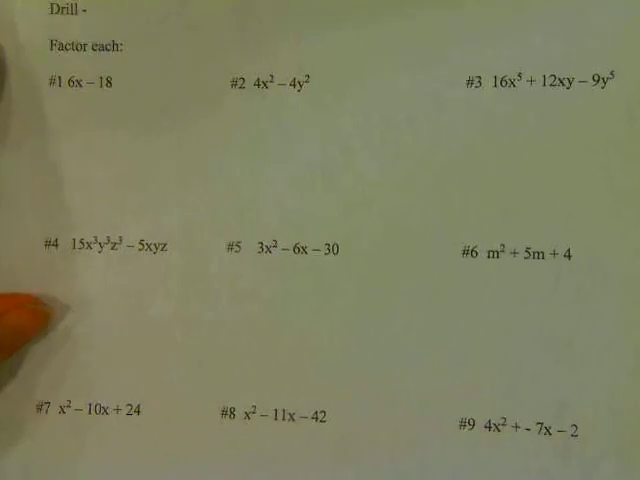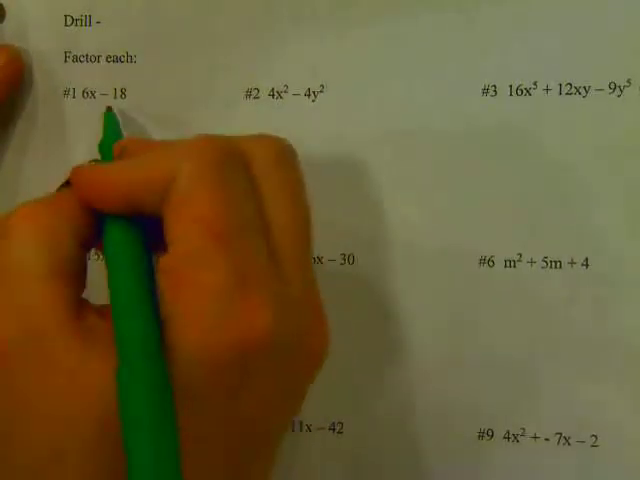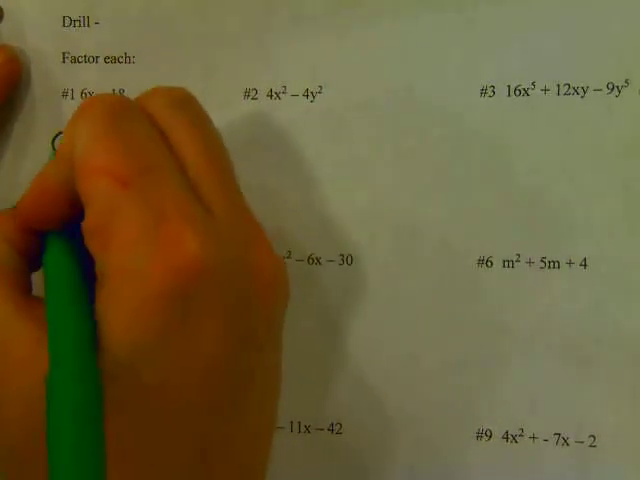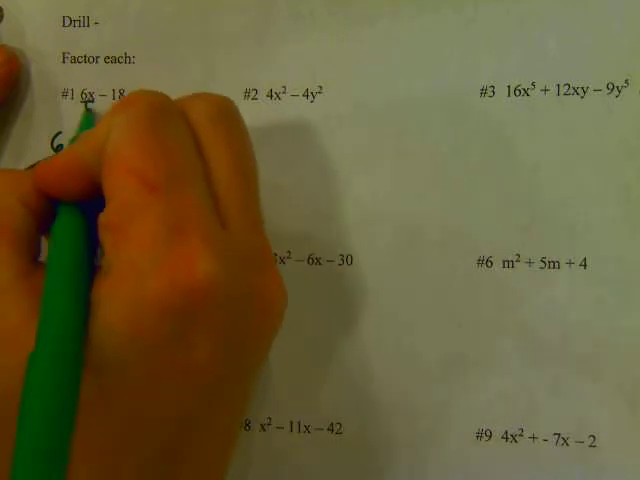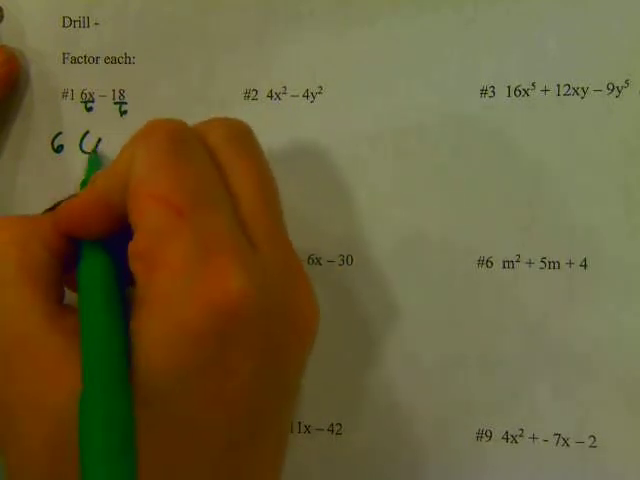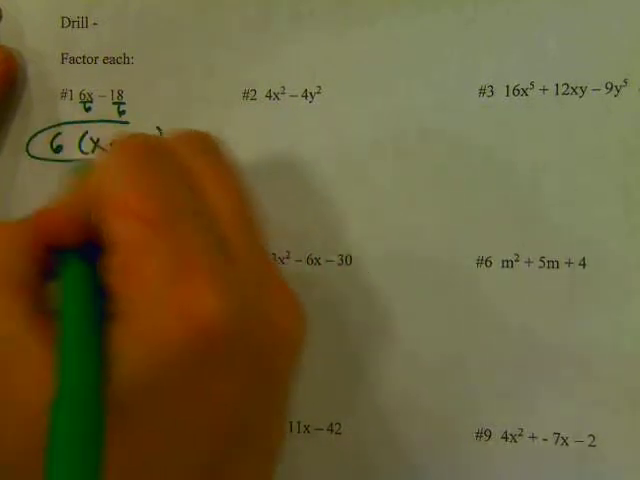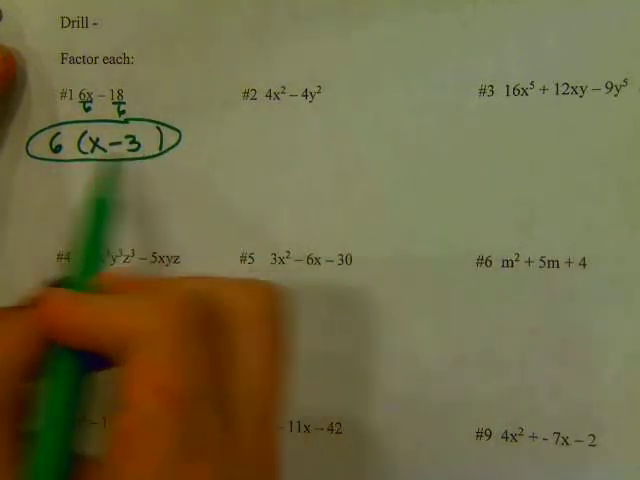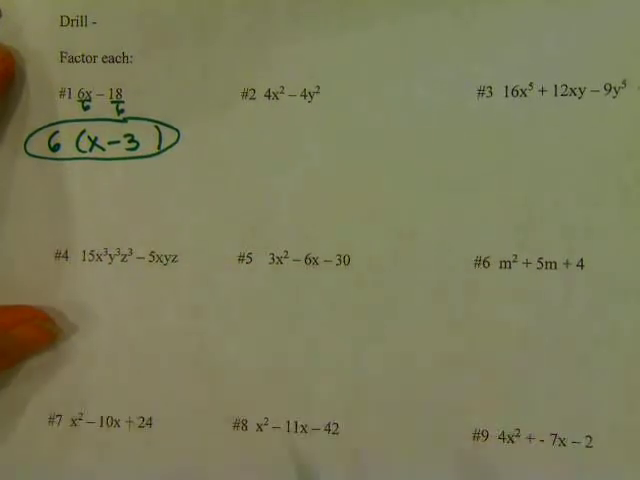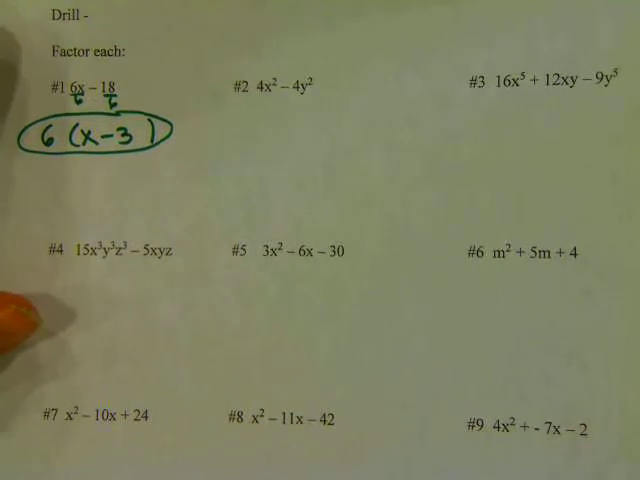Number 1, it's only 2 terms, but you can do a GCF, which is 6. So we put the 6 on the outside, and then that means you divide it out, and that's going to leave you with x minus 3. And then that's your answer. So factored form means you have this times this. You could check your answer doing distributive property too.